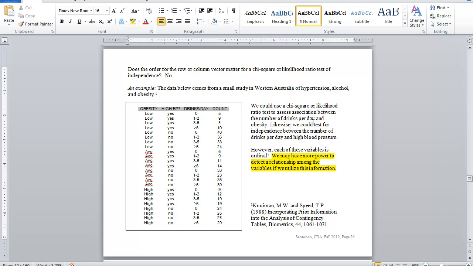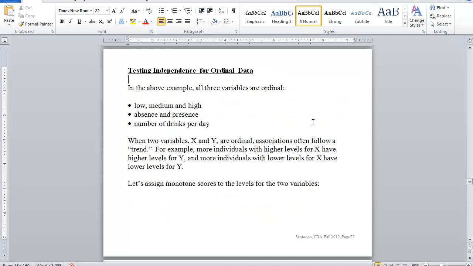So we could look at pairwise associations here, do a test of association between, say, the number of drinks per day and obesity, or a test between the number of drinks and hypertension, and see what happens. Is there dependence between those different pairs of variables? But all of the variables are ordinal. So we might want to think about how we could use that information to gain power to detect an association between them. That's what we're going to do next.